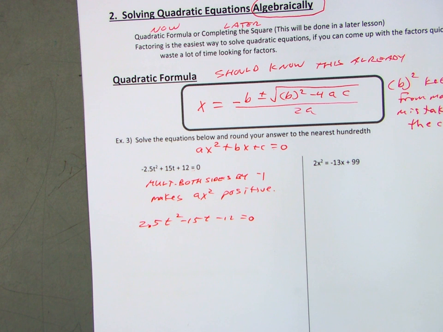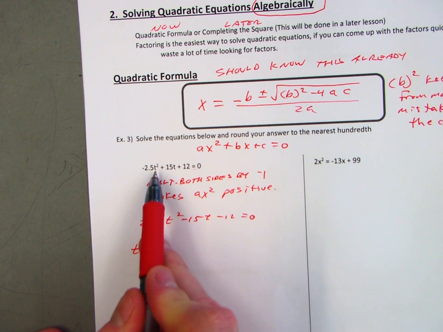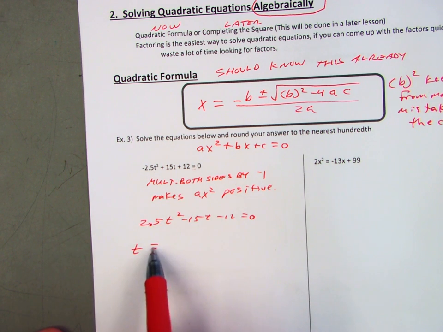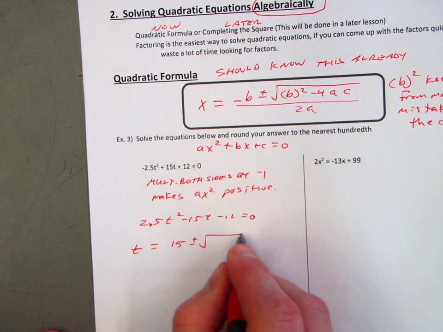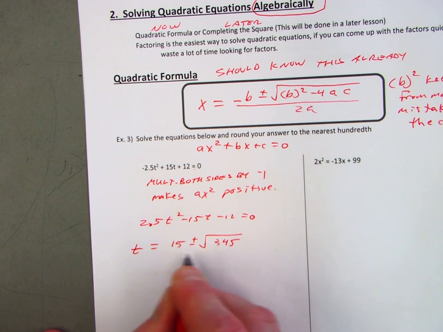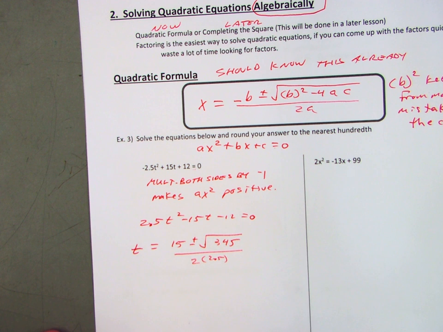So plugging the numbers into the quadratic formula. Since the variable we're dealing with is t, it's t equals, instead of always being x equals -b plus or minus, and so on and so forth. So positive 15 plus or minus, inside the square root is 345, all over 2 times the a value of 2.5.